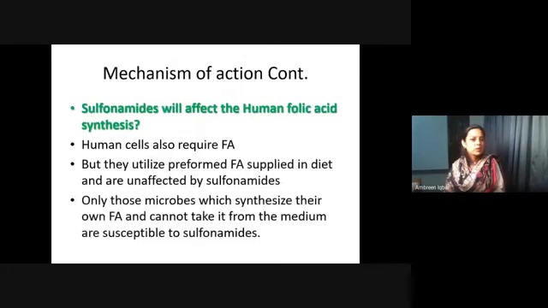There is a question: can sulfonamides affect human folic acid? The answer is no, because humans also require folic acid, but they utilize preformed folic acid from the diet and are not affected by sulfonamides. So only those microbes which synthesize their own folic acid, and can't take it from the medium, are susceptible to sulfonamides.